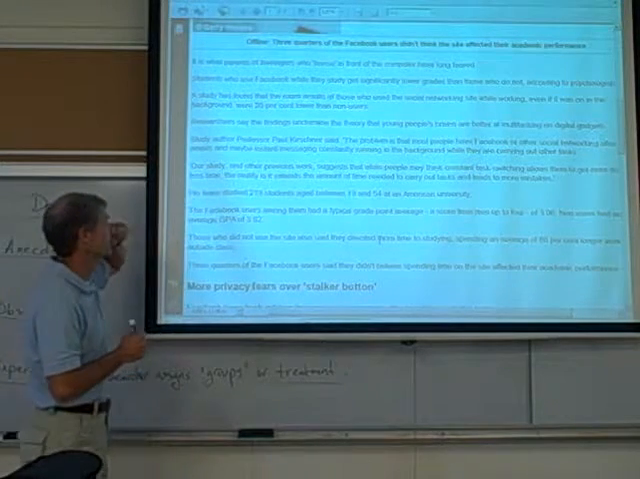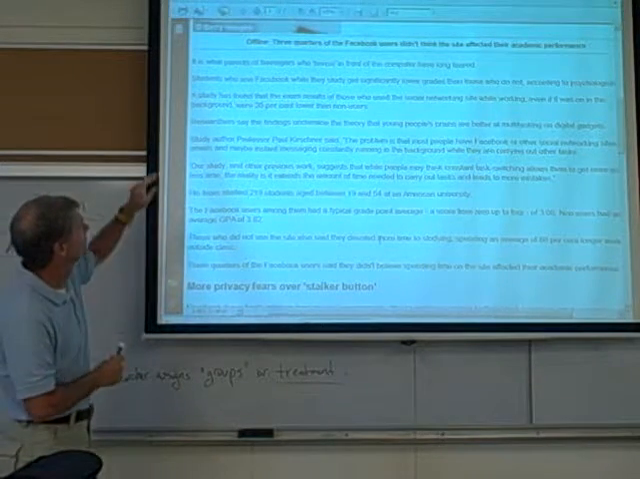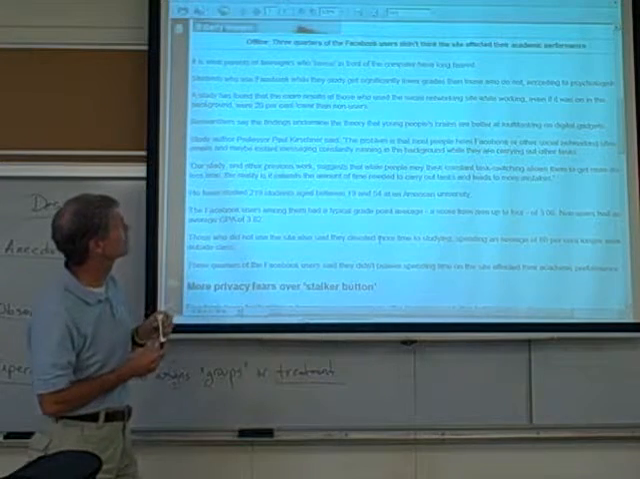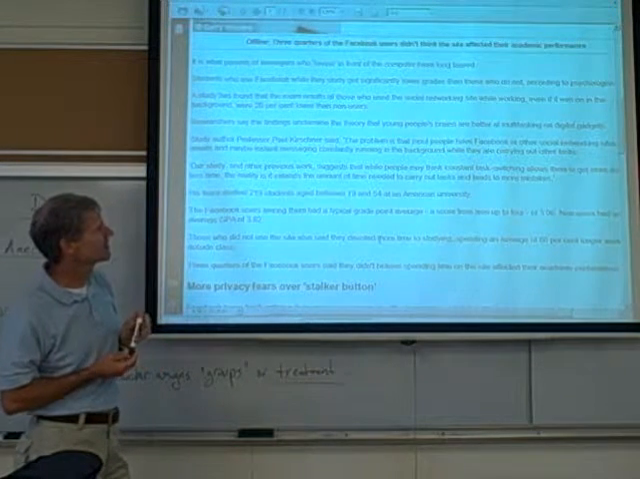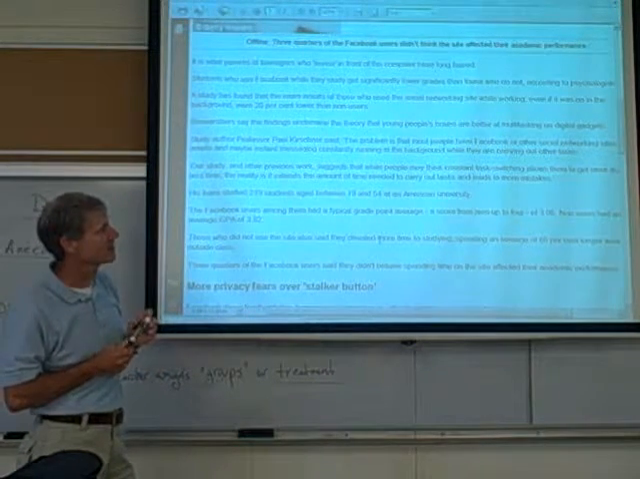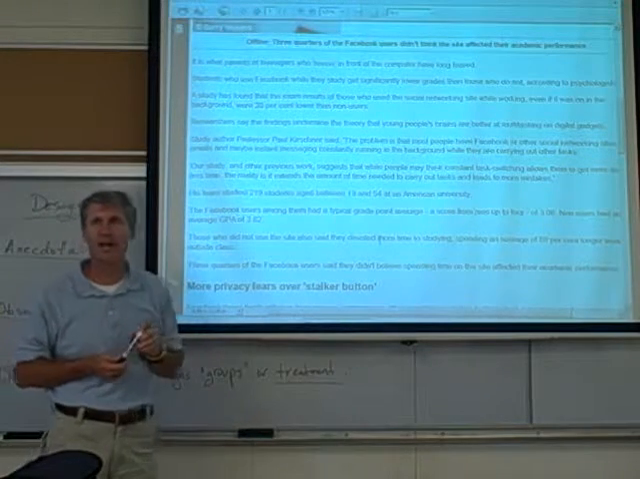But he does quote a study, an actual study that was done. Second line says, students who use Facebook while they study get significantly lower grades than those who do not, according to psychologists.